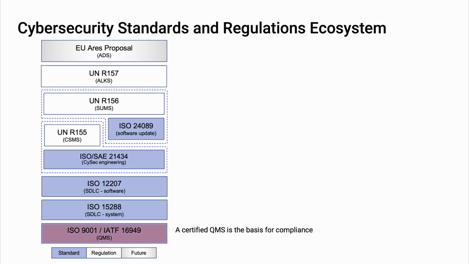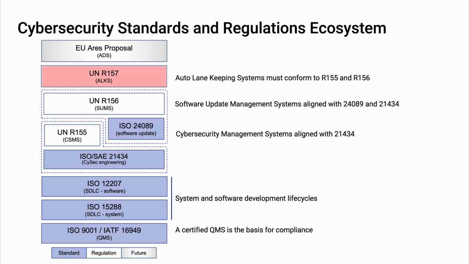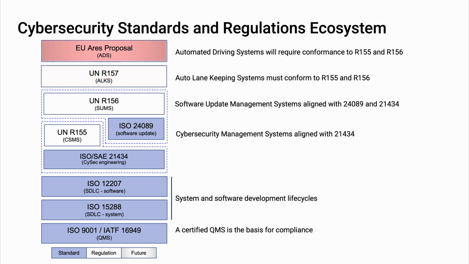Starting from the bottom, we have the ISO 9000 series, which is basically the QMS and the related document management system elements. Atop that, we have two standards that are related to systems and software engineering. Finally, we get to the cybersecurity block within the automotive space, dealing with cybersecurity engineering and software update. These two have corresponding UN regulations for the cybersecurity management system and the software update management system. It's important to note that later regulations are dependent upon the earlier ones. And so the one for auto lane keeping systems, R157, requires that you conform to R155 and R156. And the same is true for the proposed European Union proposal, which will probably be rolled into the UN regulation for the future of autonomous driving systems.